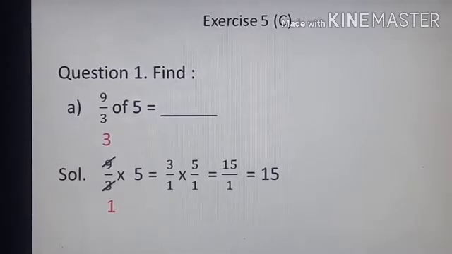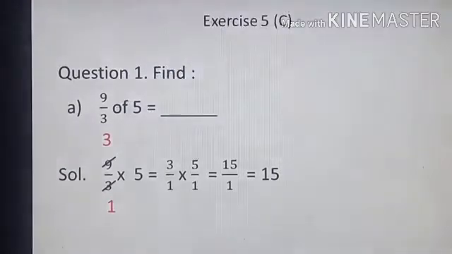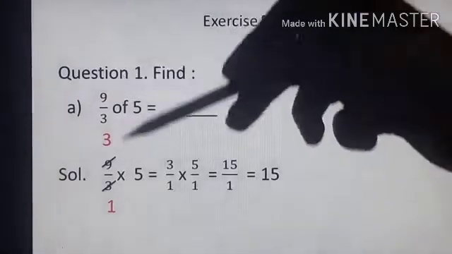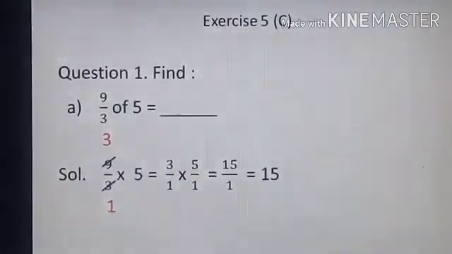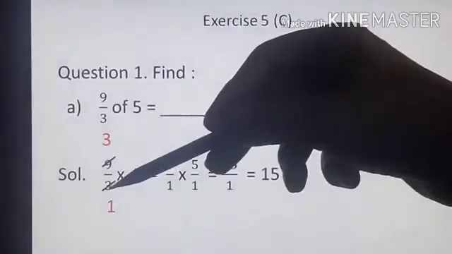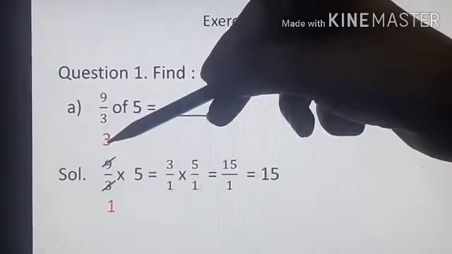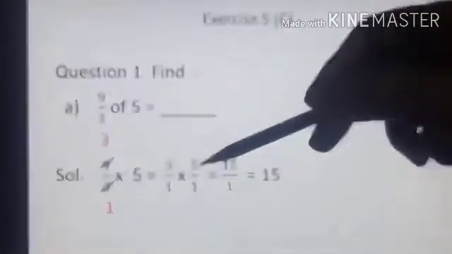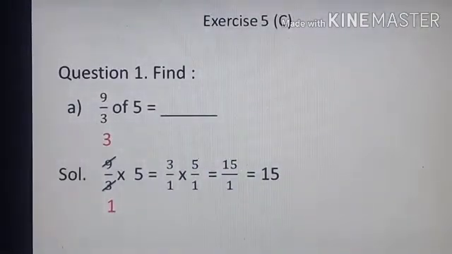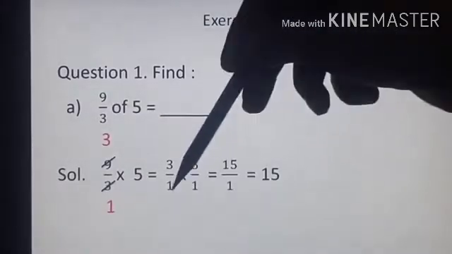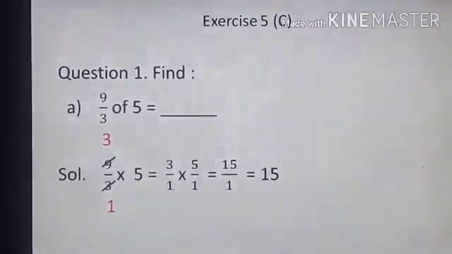Exercise 5C. Question number 1. Find 9 upon 3 of 5. Of means multiply. Okay, beta. So 9 upon 3 multiplied by 5. You know that 3 ones are 3, 3 threes are 9. Cutting is there. So after cutting it is now 3 upon 1. 5 can be written as 5 upon 1 also. Right. 3 fives are 15. 1 one is 1. 15 upon 1 means 15 only. So your answer is 15. Understood?